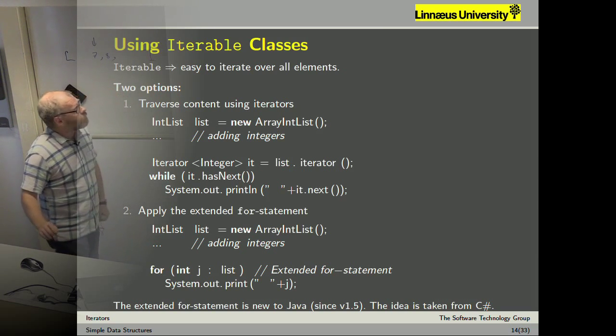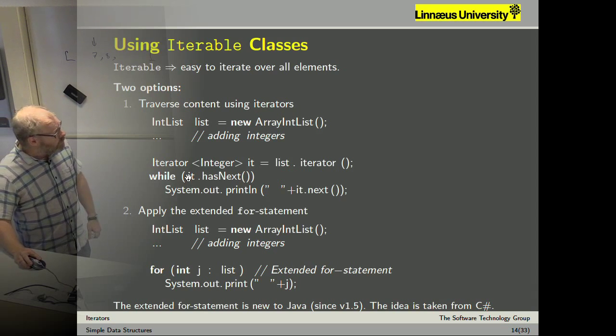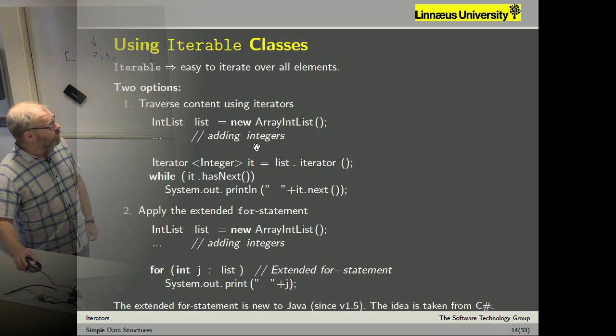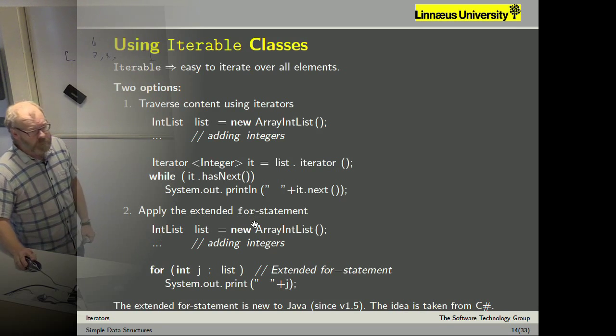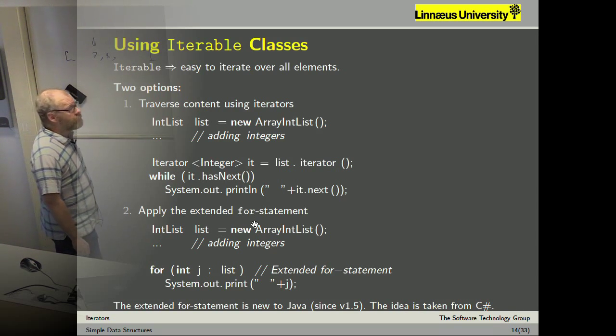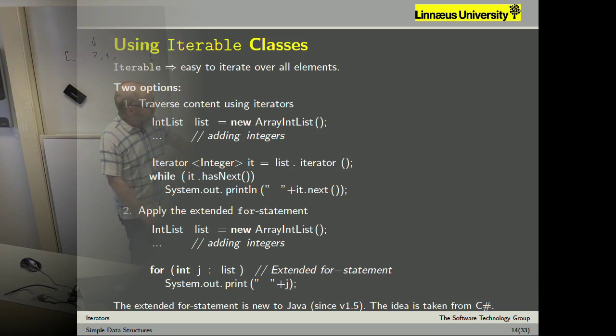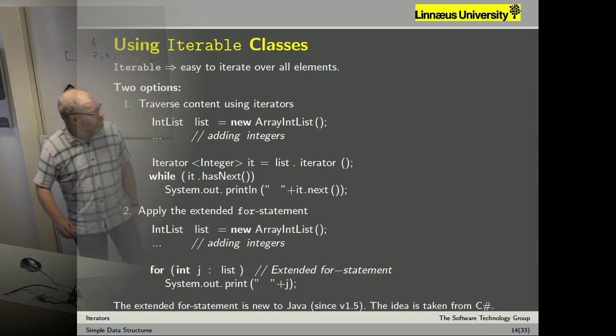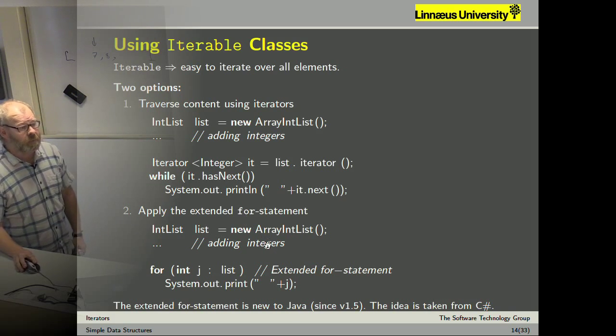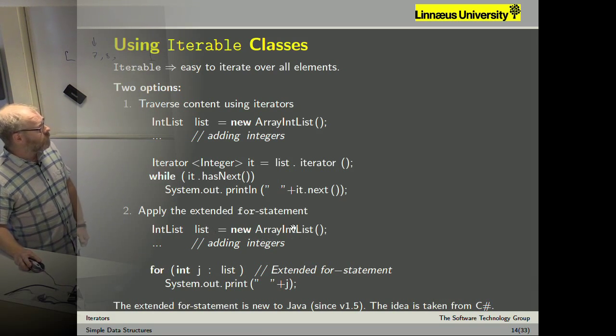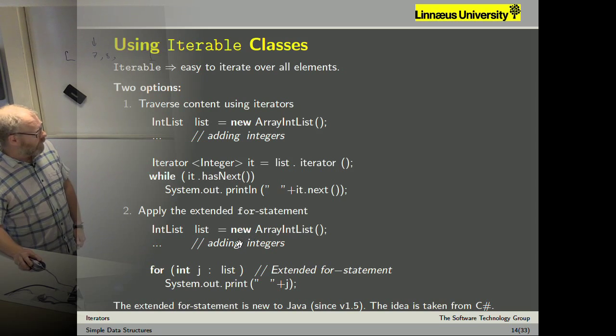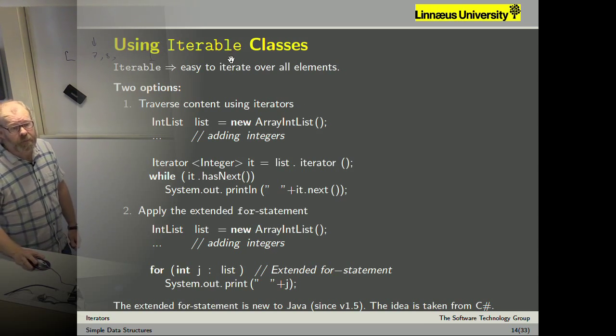The advantage of using Iterable rather than inserting this method just into the interface is that it also allows you to use this construct. Everything that implements the Iterable interface, Java understands that we can also use the short version of the for statement. So I could create a new ArrayIntList, I could add elements to it here, and then I could just use this short approach to pick out all the elements in the list. This is only possible for classes that are implementing this interface.